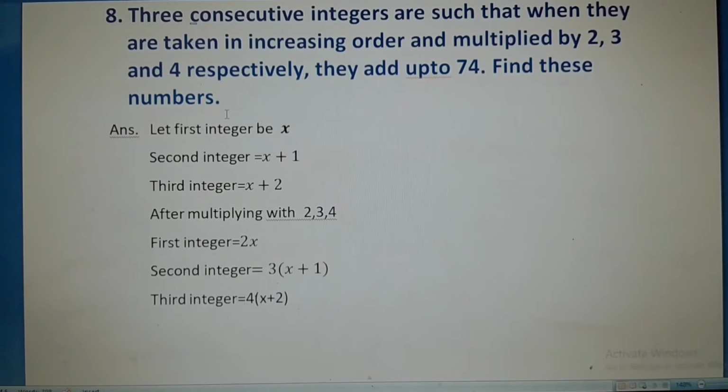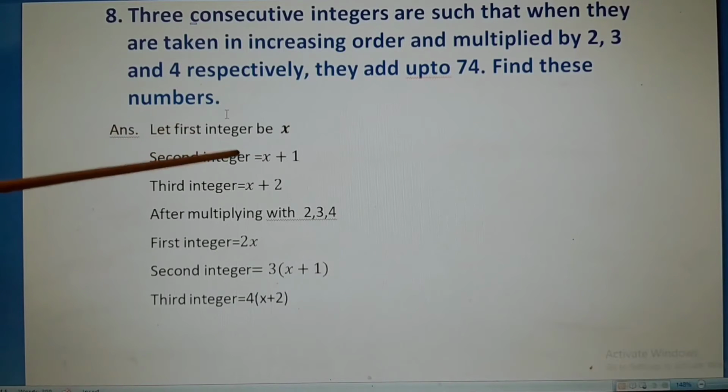From this question, three consecutive integers are given. They are taken in increasing order and multiplied by 2, 3 and 4. Their sum is 74. Then find the numbers.